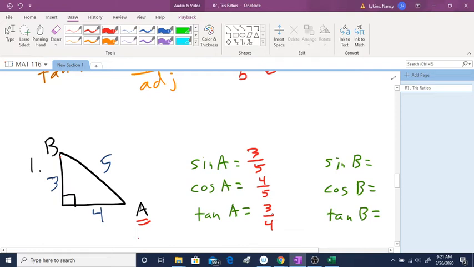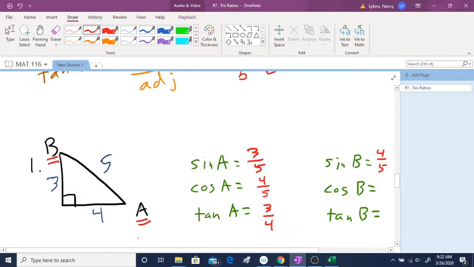Next, look at sine B, cosine B, and tangent of B. So now what I'm doing is I'm looking at the perspective of B. So now the opposite of B is 4. The hypotenuse is always 5. It's always the longest side.